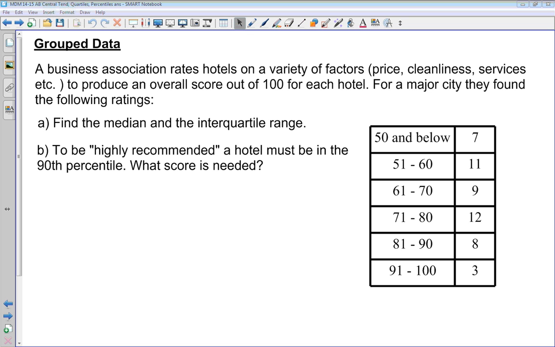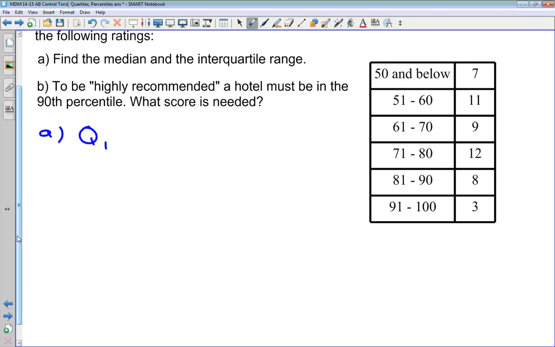So let's deal with part A first. If we're going to find the median and the interquartile range, we have to find all three of our quartile boundaries. We need to find Q1, Q2, which is our median, and Q3. So let's do Q1 first.